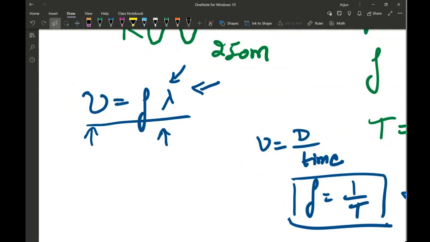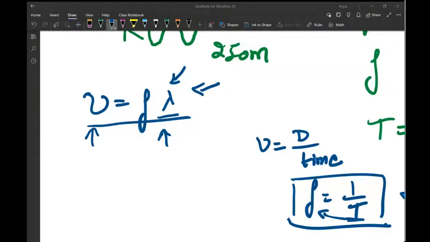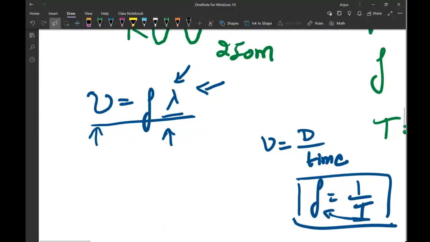Now in this one, you just take the reciprocal of time and bring the frequency into this picture, and that's going to give you the speed. So this is the formula, as I said, we're going to use.